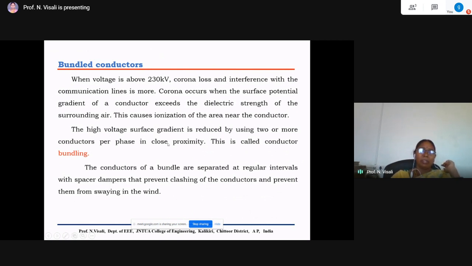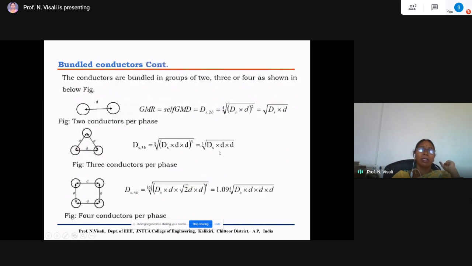The main purpose of bundled conductors is to reduce the corona loss and interference with the communication lines. These bundled conductors have 2 or more conductors per phase connected in close proximity. We can see in the diagram: this is one conductor, this is another conductor, and they are connected. It is 2 conductors per phase. These 2 conductors connected like this can be called group conductors or bundled conductors.